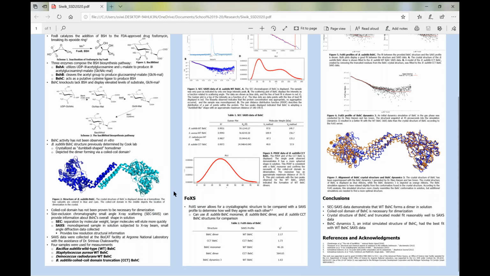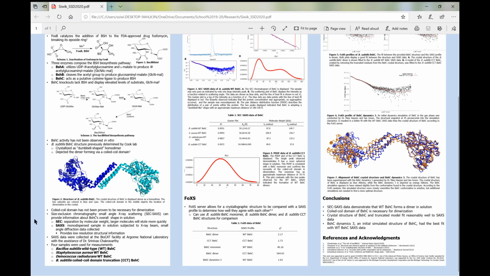And so to answer these two questions, we use size exclusion chromatography and small angle X-ray scattering. So let me break down what exactly that means. Size exclusion chromatography is a separation technique that separates molecules based on their size. And so with this, larger molecules will elute more quickly. And this is an added purification step because when you do these measurements, you want your sample to be as pure as possible, or a monodispersed solution, so only one thing in the solution.